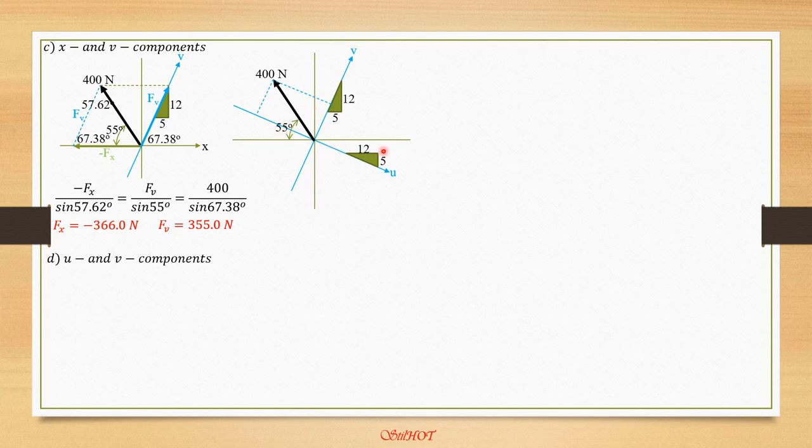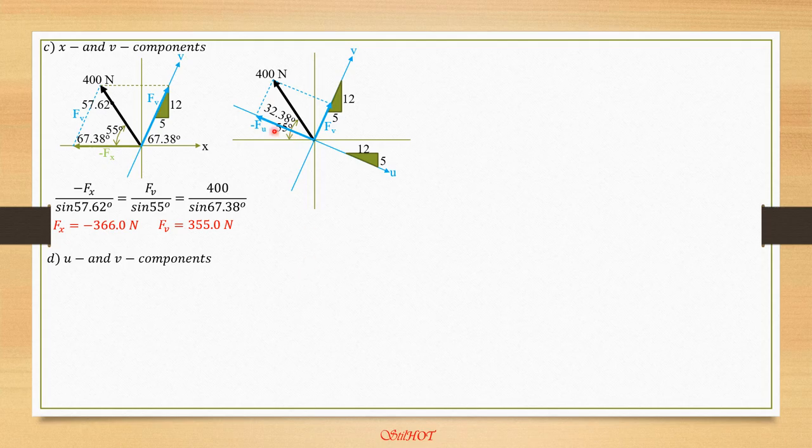And since the measure of this angle is 55 degrees minus 22.62 degrees, remember? Because this is 22.62, equal to this, so that's 32.38. So FU is again negative. It is directed towards the opposite U direction. And FV, which is this, is in the same direction as the V axis, so it is positive.